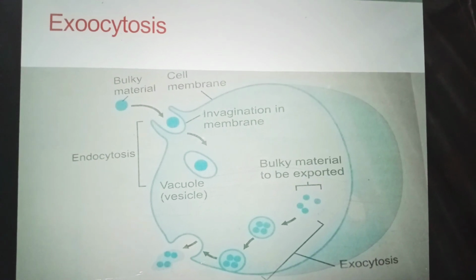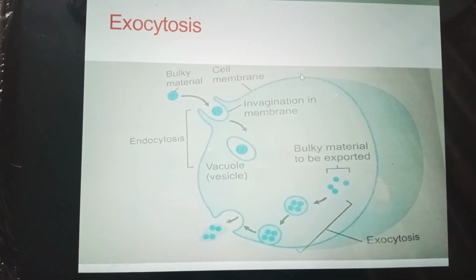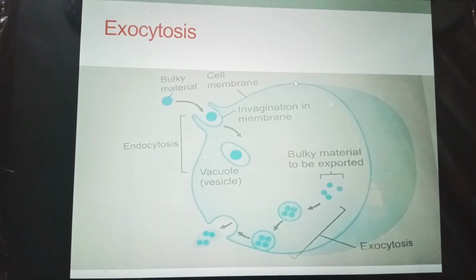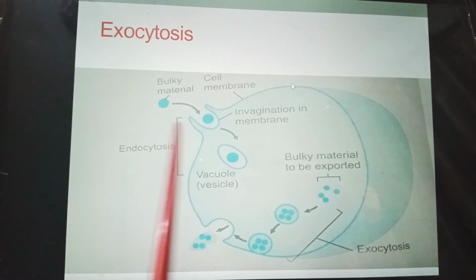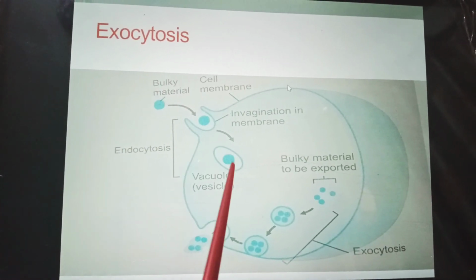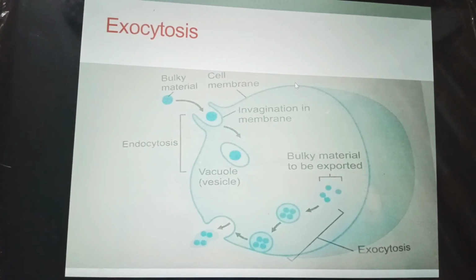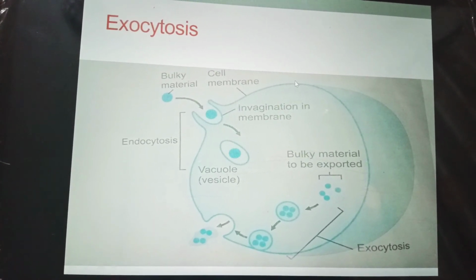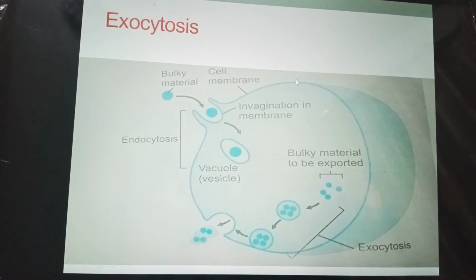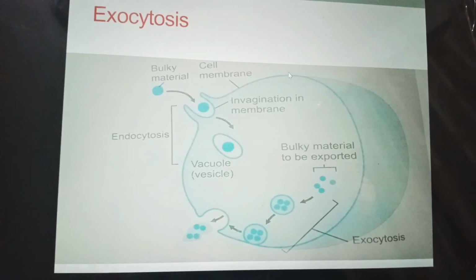The last one is exocytosis. It is the process through which bulky material is exported out, and this process adds new membrane which replaces the part of cell membrane lost during endocytosis.